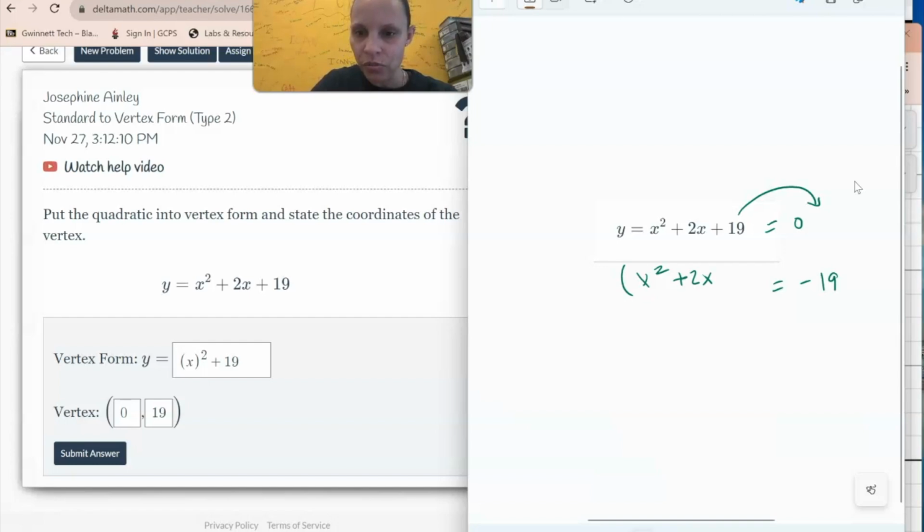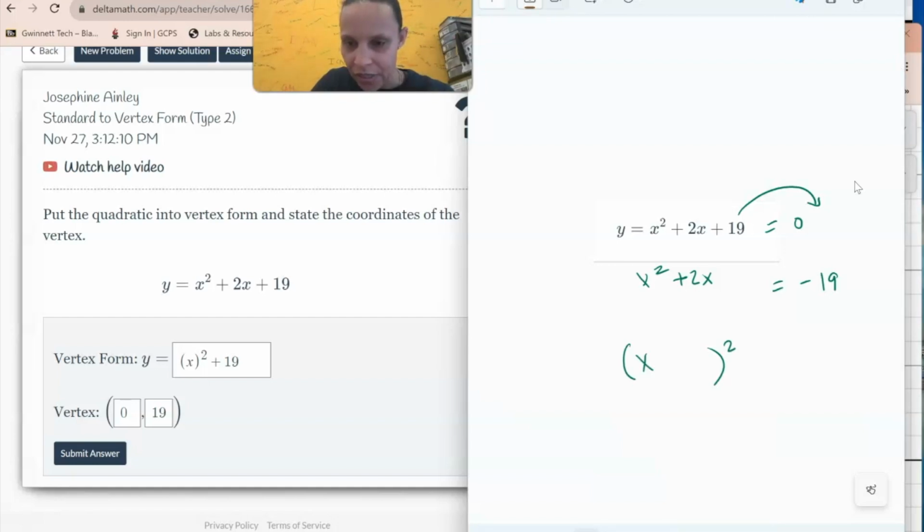Then what you're going to do is set it up. So you're going to leave a little space and you're going to write, because you know vertex form looks like this, something like this, right? So you're going to leave a little space and write that equals. All right, now you're going to do the 3-step process.